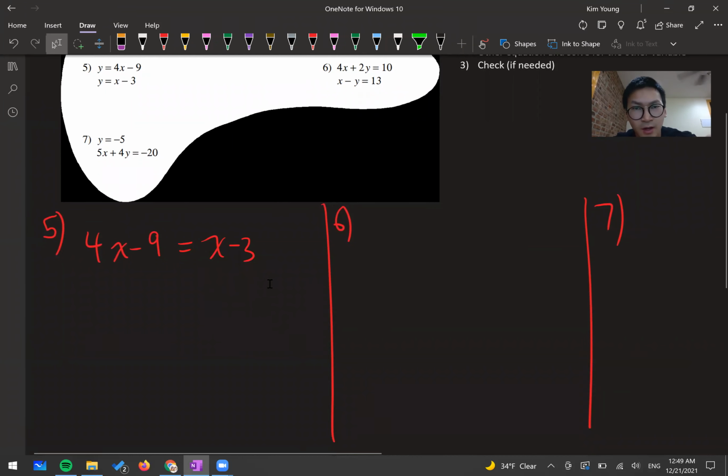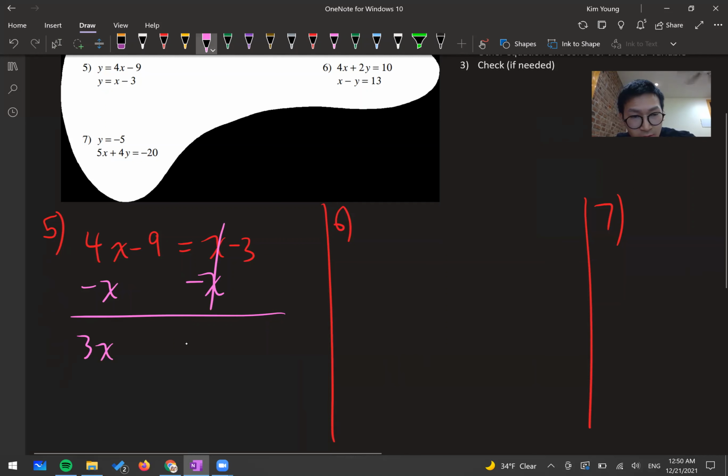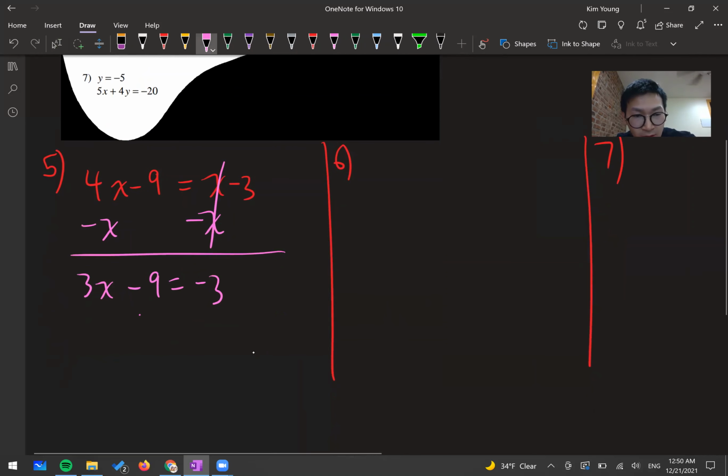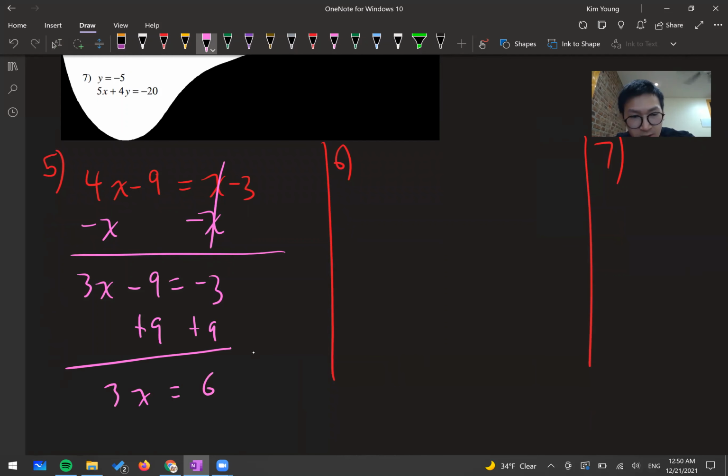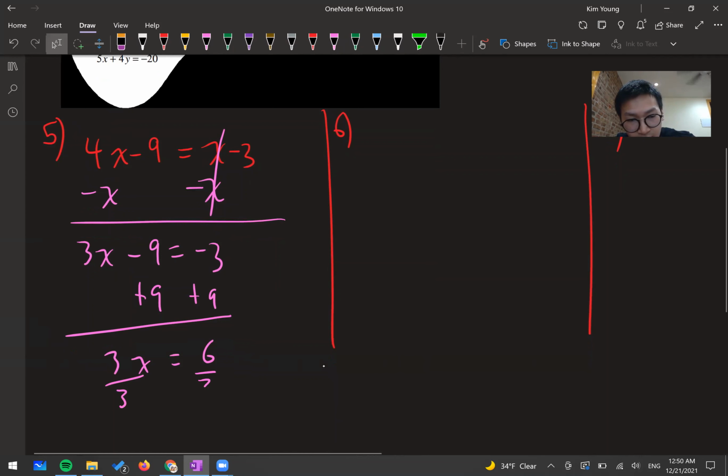So let's do that. You have options. You can move this x here or this 4x over here. I'm going to move the smaller amount of x's to the left, because I don't have to deal with negatives that way. You could do it the other way, and you will get the same answer. So 4x minus x, that's going to be 3x, and this goes away. 3x minus 9 is equal to negative 3, and then you add 9 on both sides. Get 3x is equal to 6, and then divide by 3, and then x is equal to 2.